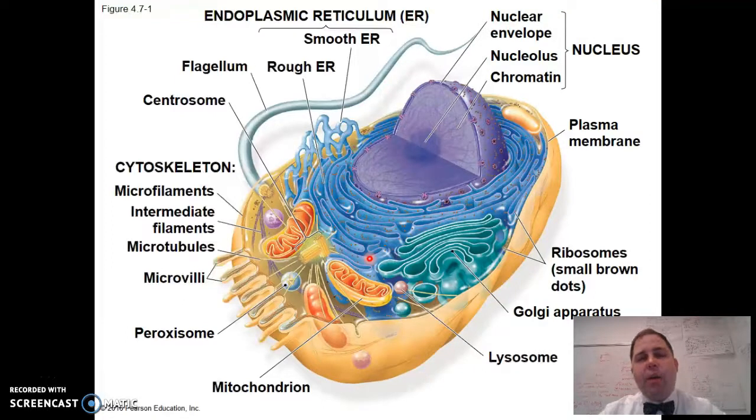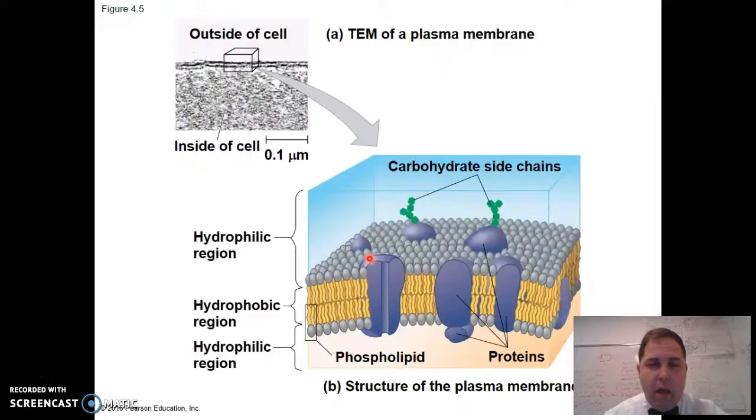By adding more compartments to the eukaryotic cell, you can actually increase the complexity of the cell and make much more complicated processes happen in the cell. Much more can go on in this cell.